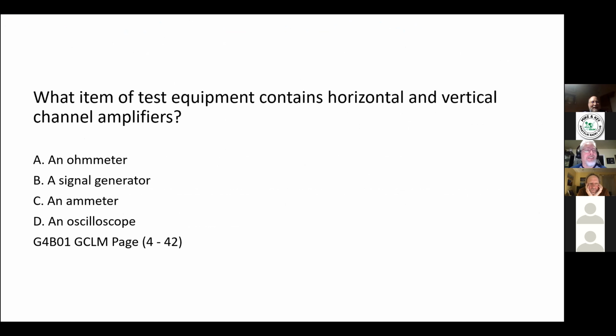What item of test equipment contains horizontal and vertical channel amplifiers? A, an ohm meter. B, a signal generator. C, an ammeter. Or D, an oscilloscope? Delta, an oscilloscope.